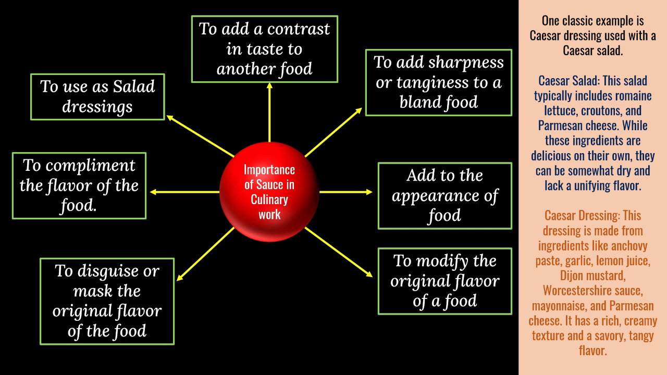So dressing is a mixture of ingredients, and in this case it is known as Caesar dressing. What is that? The Caesar dressing is made from ingredients like anchovy paste. Anchovy is a kind of fish, garlic, lemon juice, Dijon mustard. Dijon is the place in France which is the mustard capital of the world. Dijon mustard, Worcestershire sauce, mayonnaise, and Parmesan cheese.